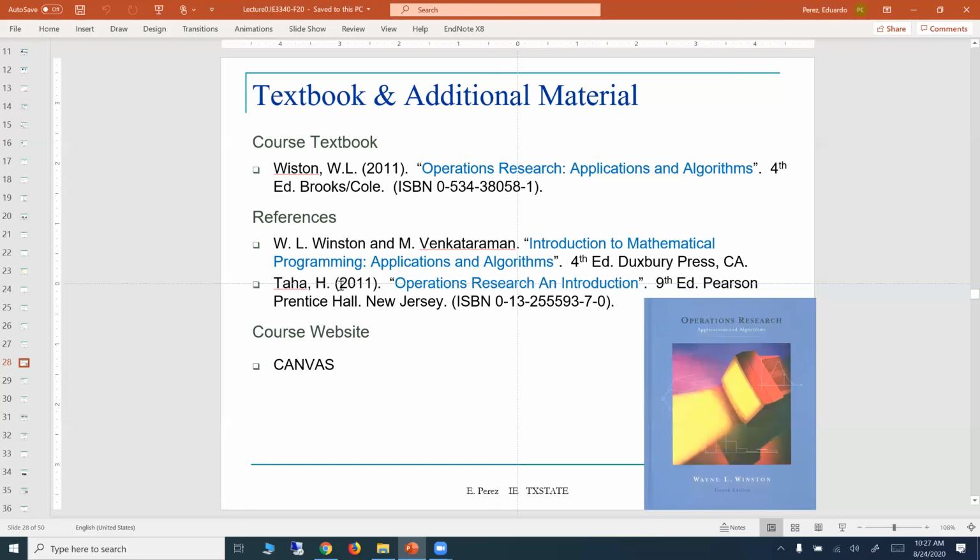And for the homework, I'm going to be providing you with the problems. So the problems are going to be stated in the homework. So the book is a good reference material if you want to reinforce what we are discussing in class. And I'm also listing some additional references here that are very good. And the course website is going to be Canvas.